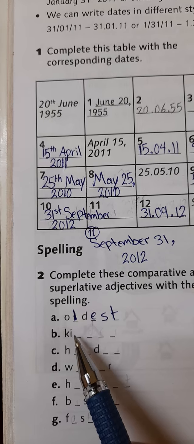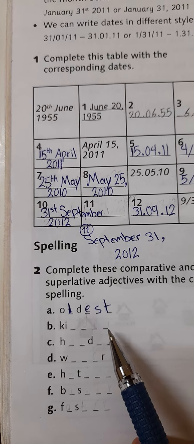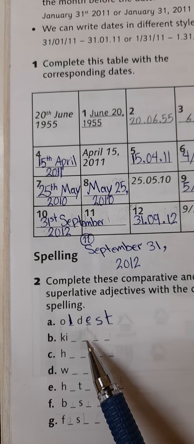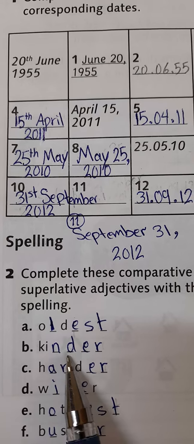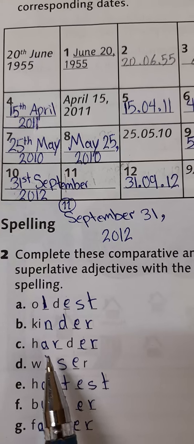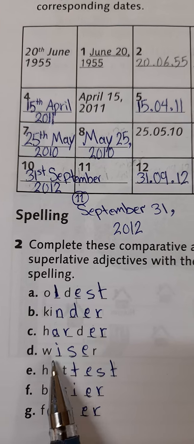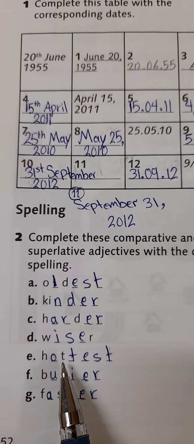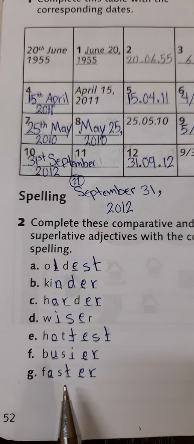Here we have kind, kinder. We will add er after the adjective kind. So we will write here kinder. C will be harder. D, wiser. E, hottest. F, busier. And the last one, faster.